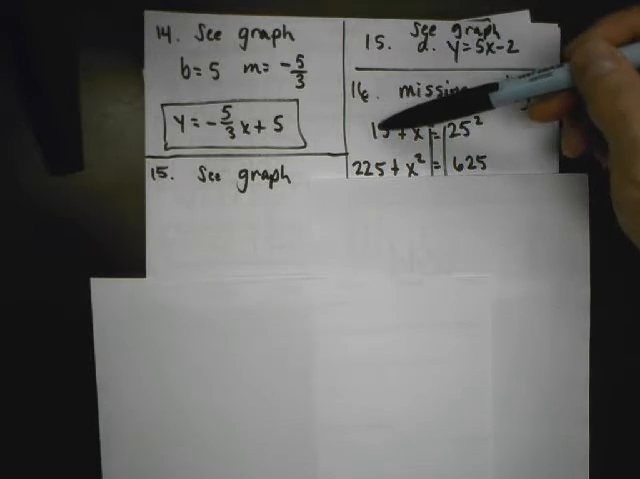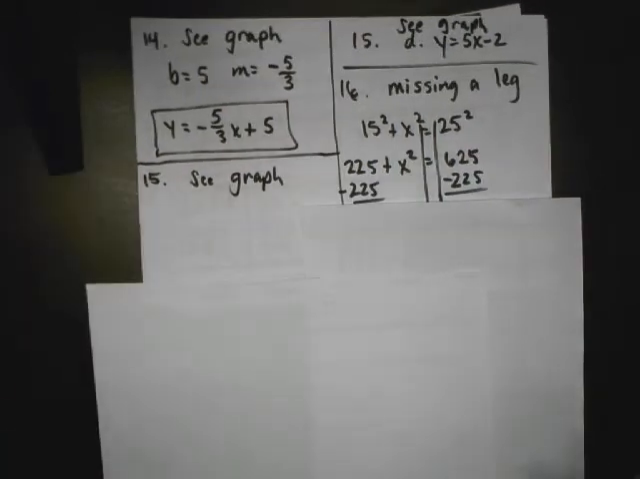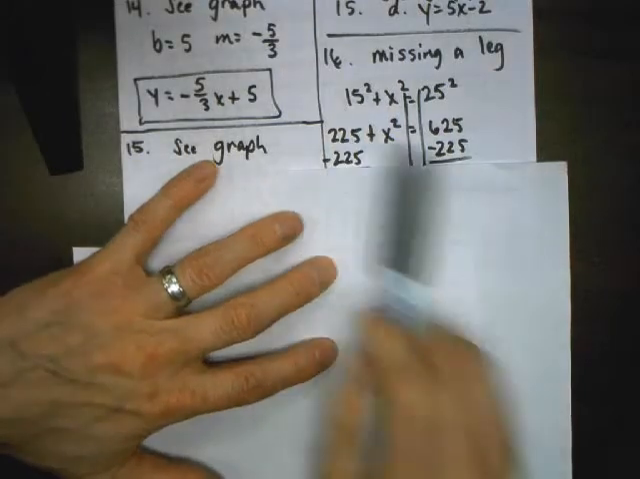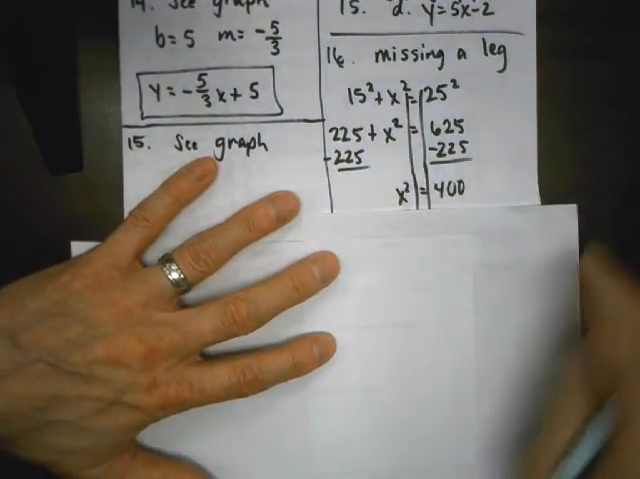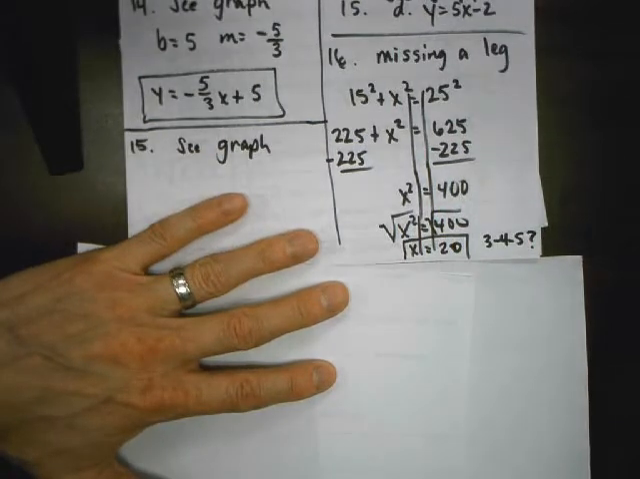So the next thing you guys do is you go 15 times 15, which you memorized in class. That's 225. And we also memorized 25 squared is 625. I have to isolate the variable, so I subtract this from both sides so that it just says x squared equals a number. When I take the square root of both sides, I see that 400 is a perfect square.